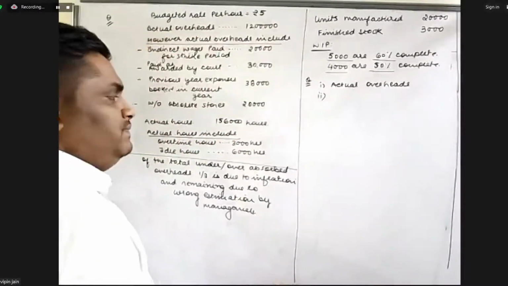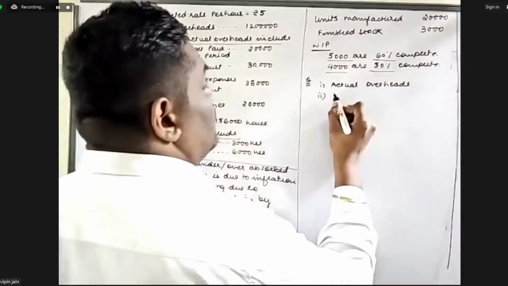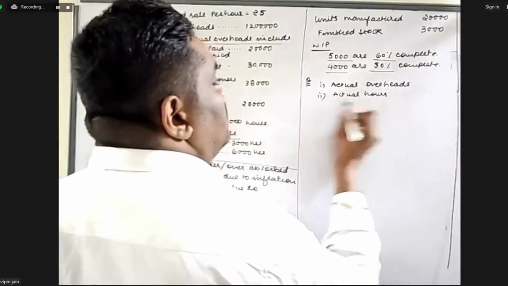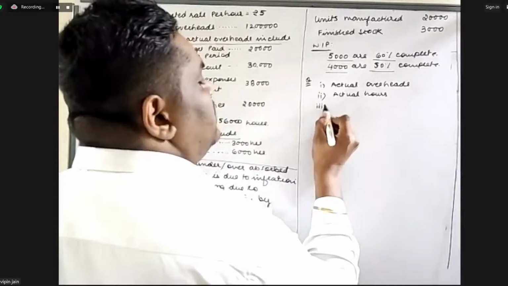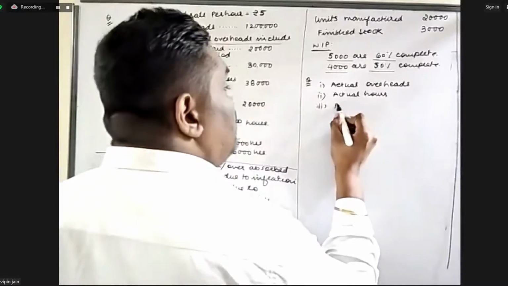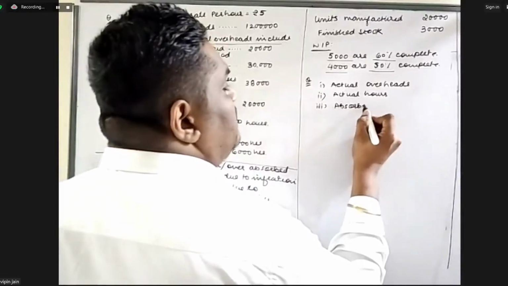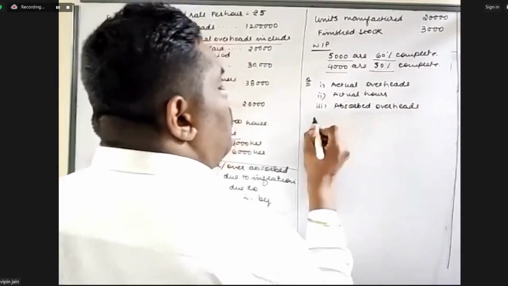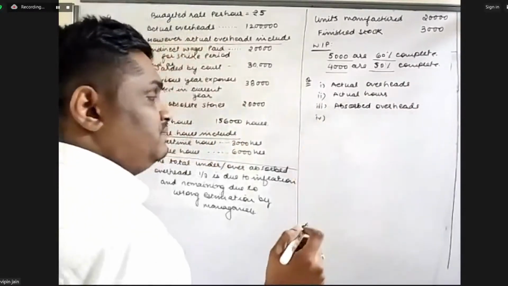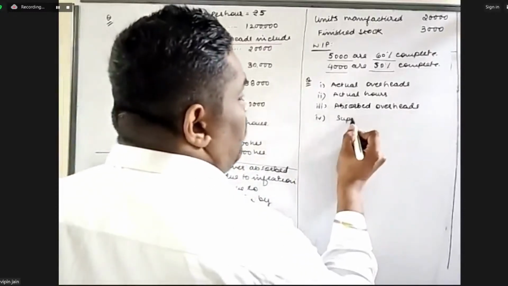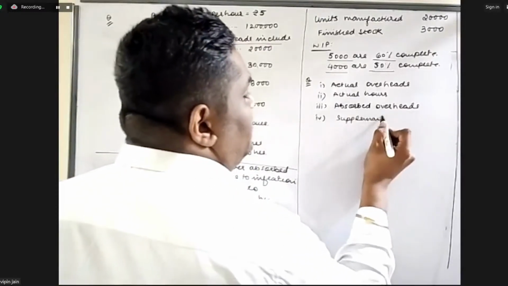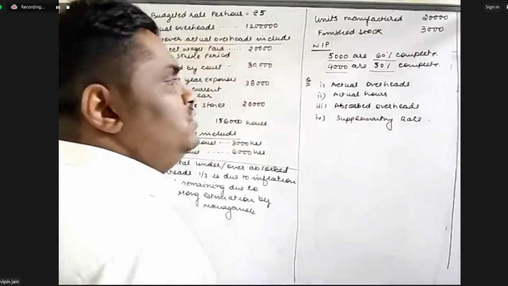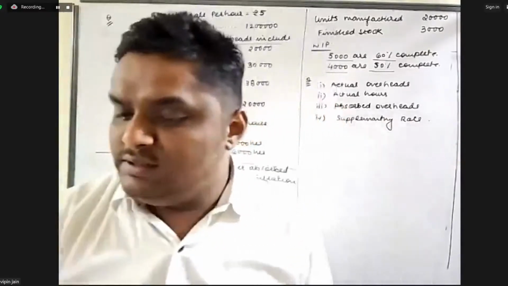Second question, actual hours. Third question, absorbed overheads. Fourth question, supplementary rate. So I request you guys to please post your answers.